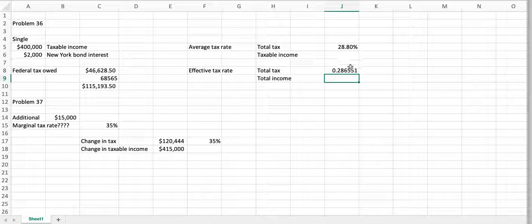And so it's 28.66%. That is our effective tax rate. And marginal, again, before we get to problem 37, marginal we can see is going to be 35%. So again, some of the terminology that we use in chapter 1 goes right along with your homework problems.